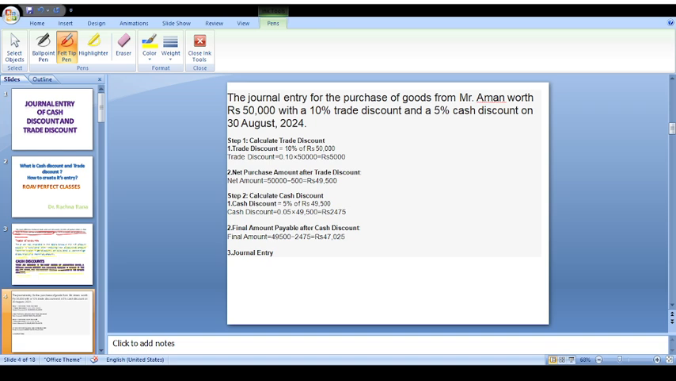I will tell you how to calculate this trade discount and how to enter the journal entry in the books. For example, we have been given one statement: purchase of goods from Mr. Aman, worth rupees 50,000.